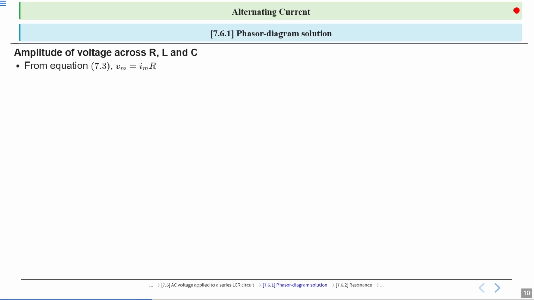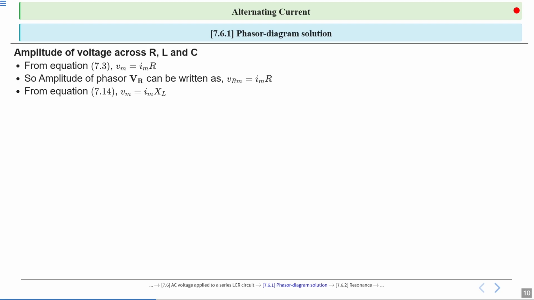So from equation 7.3, Vm equal to Im R. Okay, so the amplitude of the phasor VR can be written as VRM, which is equal to Im into R. This is the maximum voltage, or we can say the amplitude of voltage across the resistor, which is equal to Im R.